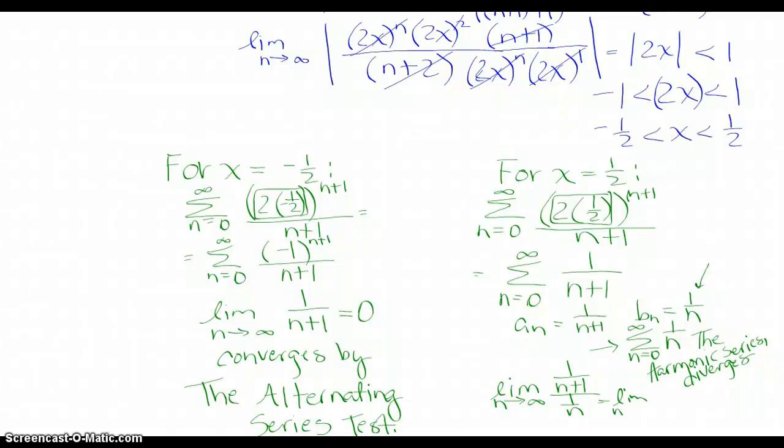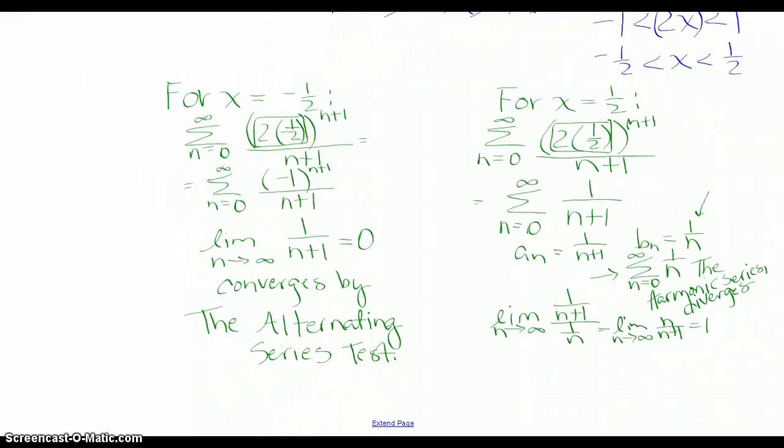So the limit as n approaches infinity, we get 1. That's an excellent result. So this diverges by the limit comparison test.